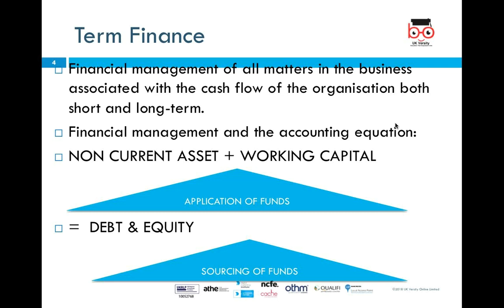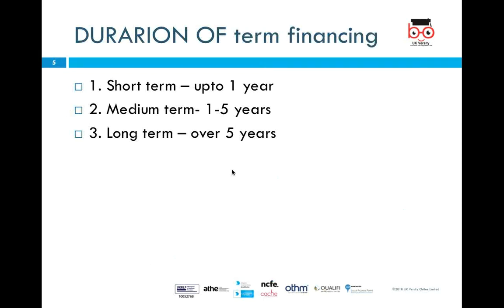There is a finance equation, the financial management and accounting equation, which is non-current assets plus working capital, as we know, what is working capital and what is non-current asset. And then that equates to debt and equity. So application of funds equals sources of funds. That means we source the funds and then we utilize the funds. That's the basic equation of financial management and accounting. So financial management covers all matters in the business associated with the cash flow of the organization, both short and long term.